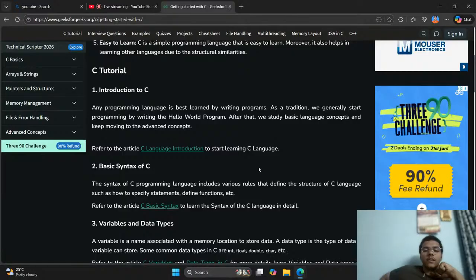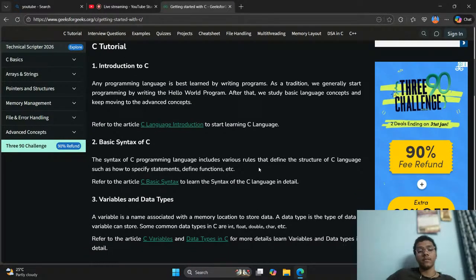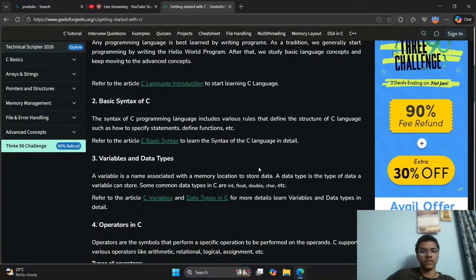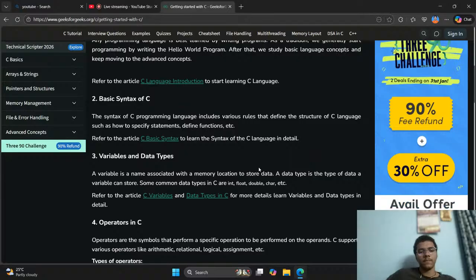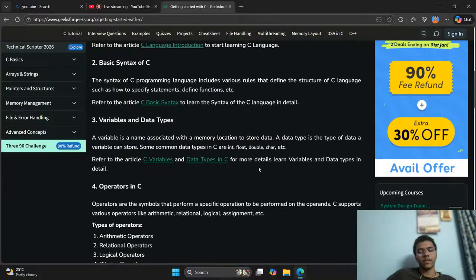Any programming language is best learned by writing programs. As a tradition, we generally start programming by the Hello World program. After that, we study basic language concepts and keep moving to advanced topics. The syntax of the C programming language includes various rules that define the structure of C language, such as how to specify statements, define functions, etc.